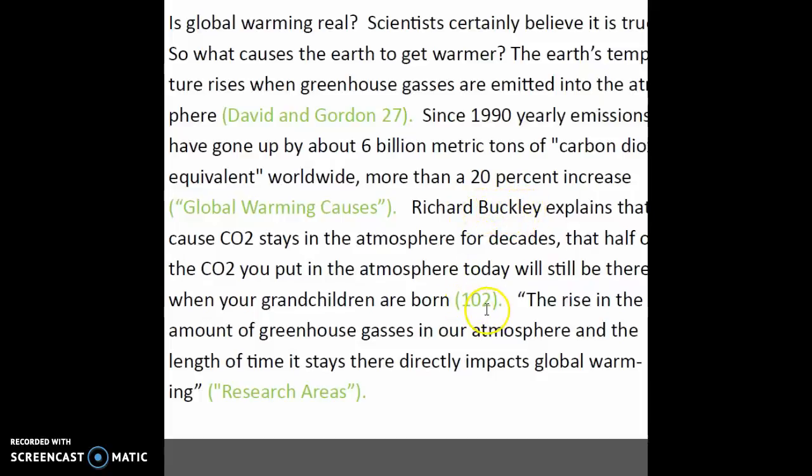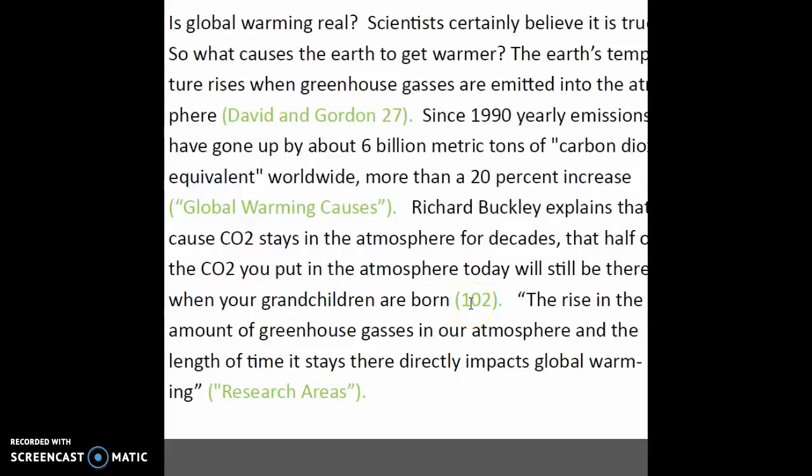Now, since it came from a book, I have a page number. But if it didn't come from a book or a website, and the citation began with Richard Buckley, I wouldn't have to put anything there. So Richard Buckley explains that because CO2 stays in the atmosphere for decades, half of the CO2 you put in the atmosphere today will still be there when your grandchildren are born.